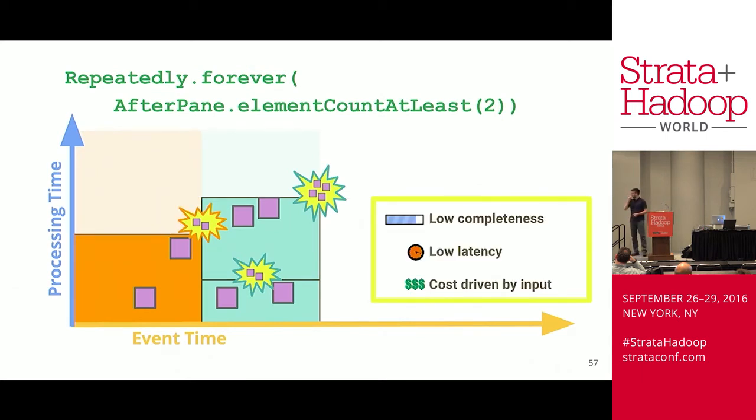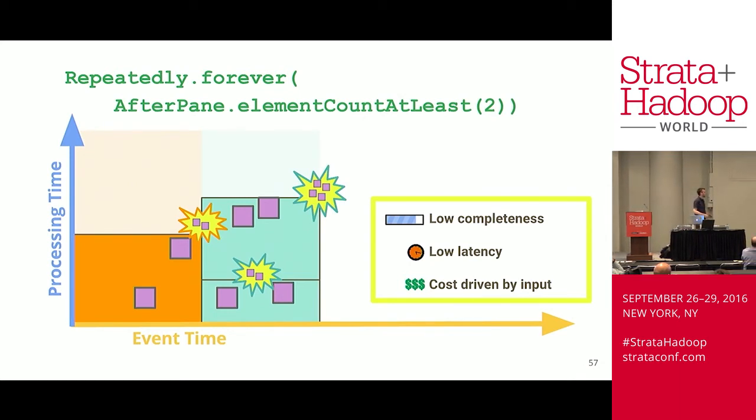So this trigger is low completeness. It ignores the watermark entirely. The watermark had barely moved at all. It's low latency, depending on your data. Every time you get 2 elements, you're going to see some output. Note that in reality, maybe you'd use 1,000 elements. It's up to you, but 2 is just a good number for the slide. It's potentially really expensive because you haven't reduced your data very much, even though you're aggregating. The output is generally going to be proportional to the input size.